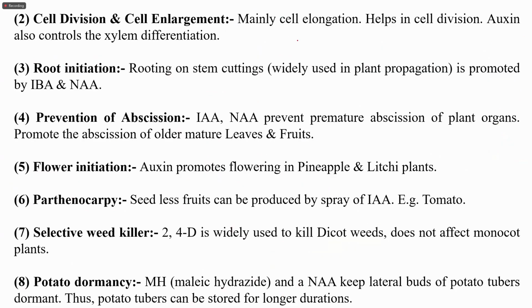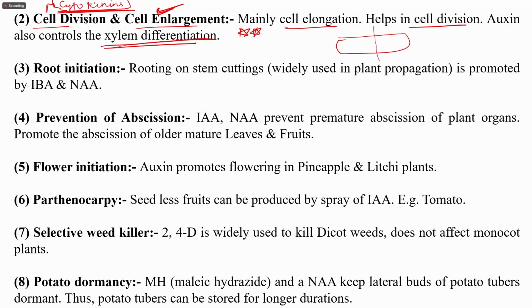The second is cell division and cell enlargement. Mainly it helps in cell elongation. Cell division is the main function of the cytokinins that we will see. So cytokinins play an important role in cell division, but usually auxin plays an important role in cell elongation. It helps in cell division because once the cell is elongated, it prepares itself for cell division, and auxin controls the xylem differentiation. So these are the important points that we need to remember: it leads to cell elongation that helps in cell division, and it controls xylem differentiation.